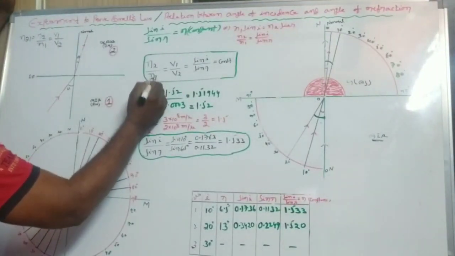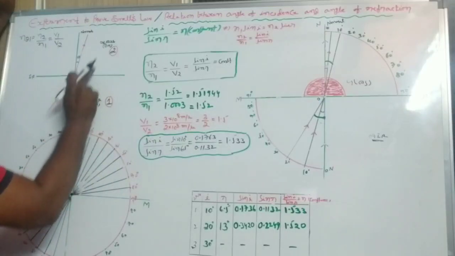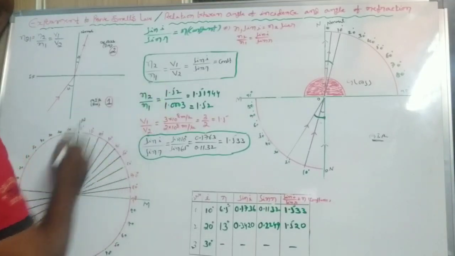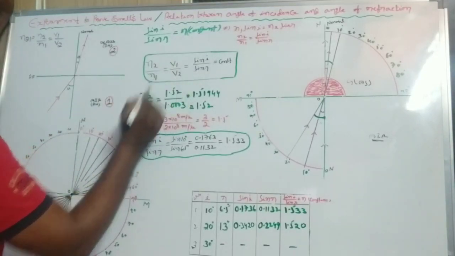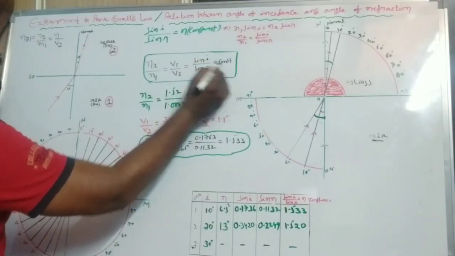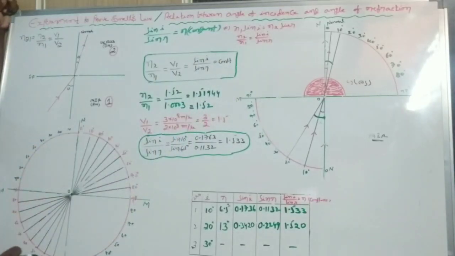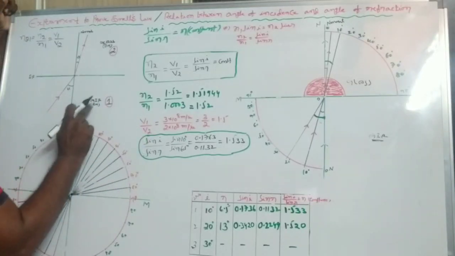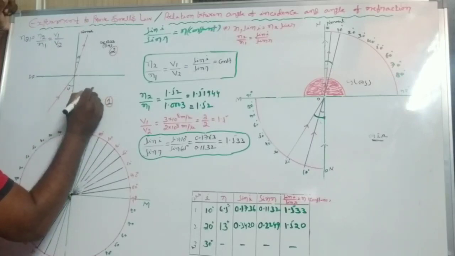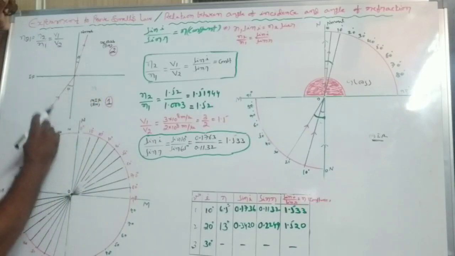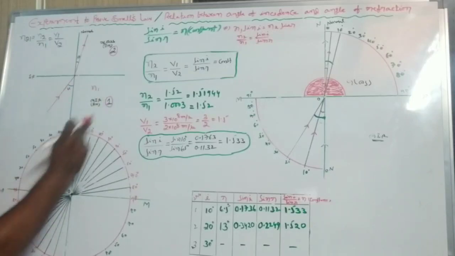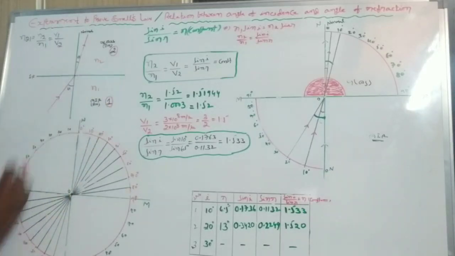So N2 by N1, the refractive index of the second medium with respect to the first medium, is equal to V1 by V2, which is equal to sin I by sin R. So that is constant. See here, for N2 by N1, medium 1 is air. The refractive index of the first medium is N1. The second medium refractive index is N2.